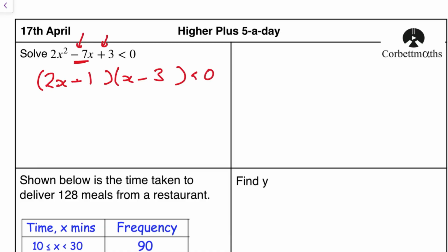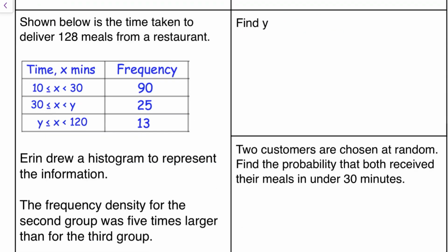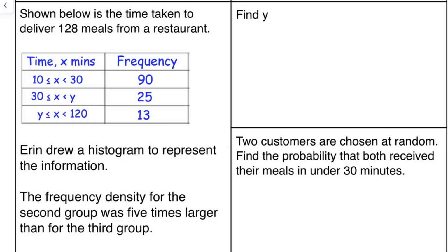However, remember, I'm still not done. This is a quadratic inequality. So the critical values are a half and 3, which means that if I do my quick sketch, that's a half and that's 3. I want all values that are less than 0, which are the values here. So therefore my x is going to be between a half and 3. Question done.